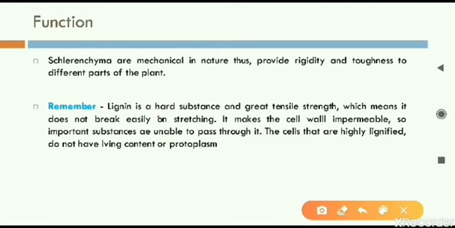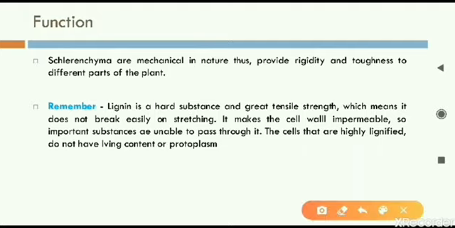So this lignin is very tough. It has a high tensile strength. Tensile strength means it can bear a heavy weight. It will not break down easily. Other than this, one more thing: it makes the cell wall impermeable. That means other things cannot easily pass through. For example, if you put a sclerenchyma cell in water, the water cannot enter the sclerenchyma cell, or the cell wall cannot be crossed, because of the lignin only.